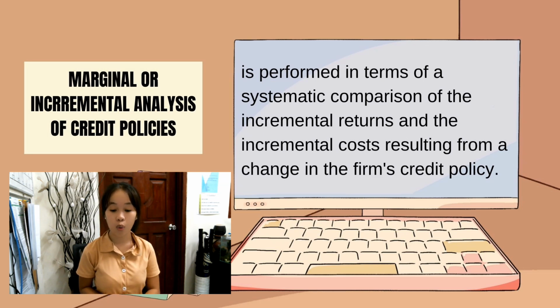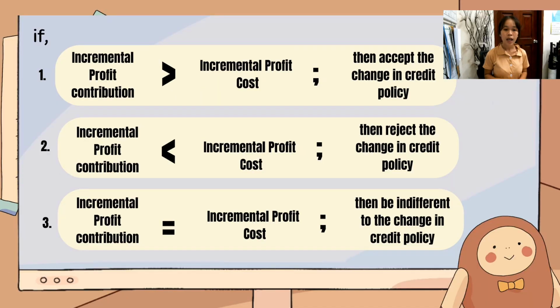All things being equal, the decision concerning the change in credit policy is made using the following rules. First, if the incremental profit contribution is greater than the incremental cost, the result is to accept the change in the credit policy. And second, if the incremental profit contribution is less than the incremental cost, the result is to reject the change in credit policy. And lastly, if the incremental profit contribution is equal to the incremental cost, the result is that we are indifferent to the change in credit policy.